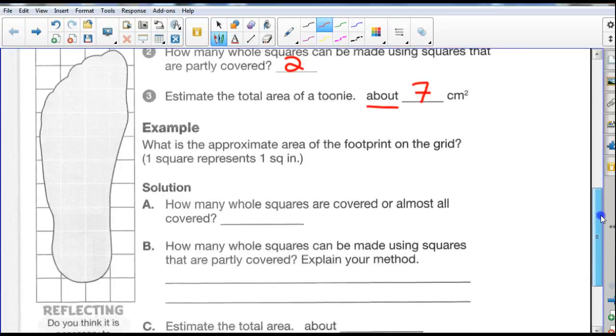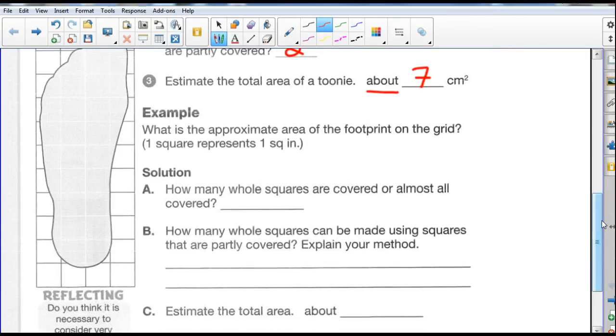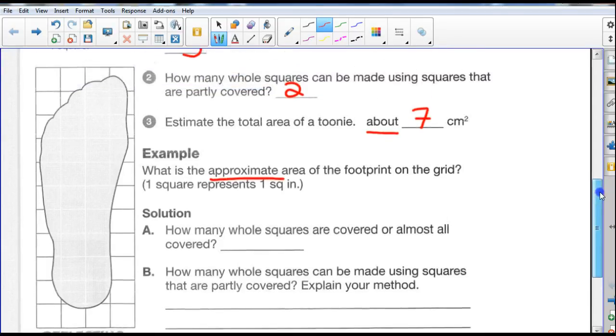Example. What is the approximate, we're using the word approximate here, again it's not exact, what is the approximate area of the footprint on the grid? 1 square represents 1 square inch. Okay, solution. How many whole squares are covered or almost covered? Okay, well, we can probably say that we have a whole square covered right there. We have a whole square covered right there, covered right there. We've got another one covered right there, another one covered right there, and right there. Probably this one is fairly close to being covered. Same with that one there.